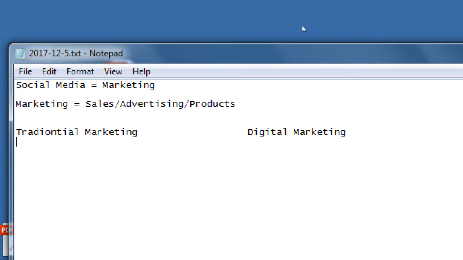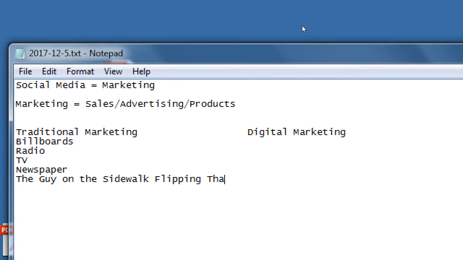So traditional marketing, some examples of this would be billboards. If marketing is advertising, a billboard is advertising, a billboard is marketing. What other examples of traditional, real world marketing might you think there are? Radio. Radio, yes. Anything else? TV. TV, yes. Newspaper. Newspaper, sure. There's that one other one. I think the official name is the guy on the sidewalk flipping that sign. I think that's their official title. So marketing in the real world, advertising, reaching an audience.